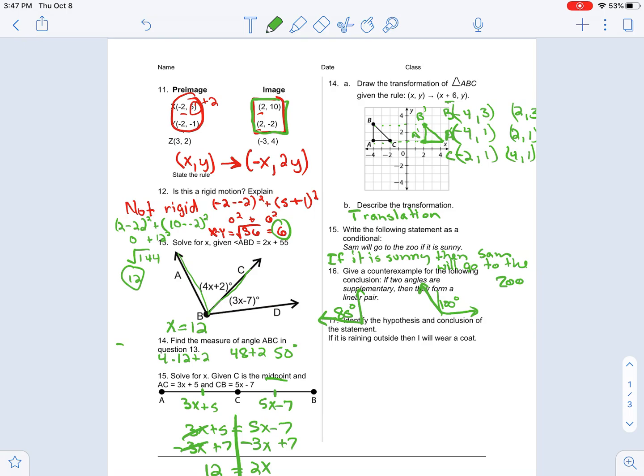Identify the hypothesis and conclusion of the statement. This right here, it is raining outside, is the hypothesis. Conclusion, I will wear a coat. Do not include if and then when you do that. Otherwise, that would be marked wrong.